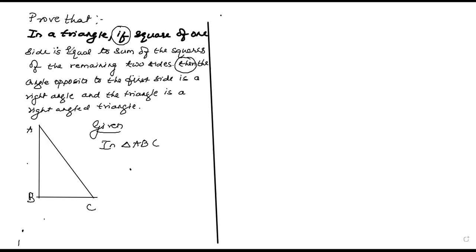So what is given? The square of one side is equal to the sum of the squares of the remaining two sides, like AC square is equal to AB square plus BC square. And what do you want to prove? You want to prove that the angle opposite to that side is 90 degrees. Which is the angle opposite to AC, children? B. Angle ABC equals 90 degrees. You want to prove this, okay, children?